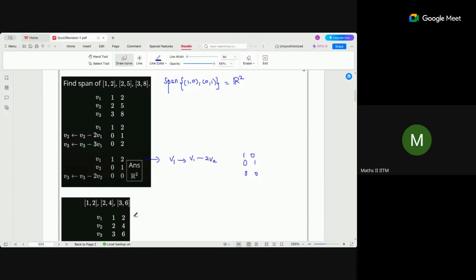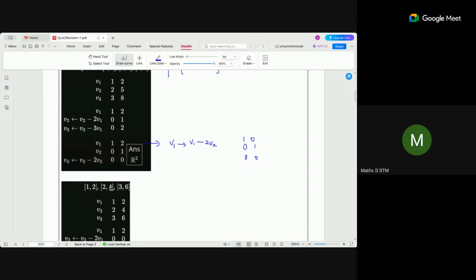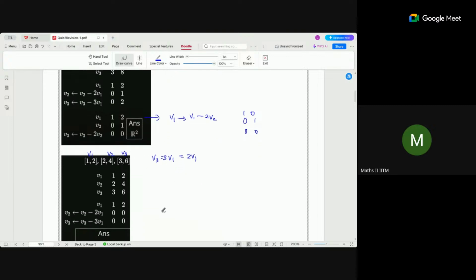Okay, now here what do you see? You have (1, 2), (2, 4), (3, 6). What can we immediately observe? If this is v1, this is v2, and this is v3, then v3 is 3 times v1 and v2 is 2 times v1, right? They are all multiples. So what happens in this case? You have only one particular row.